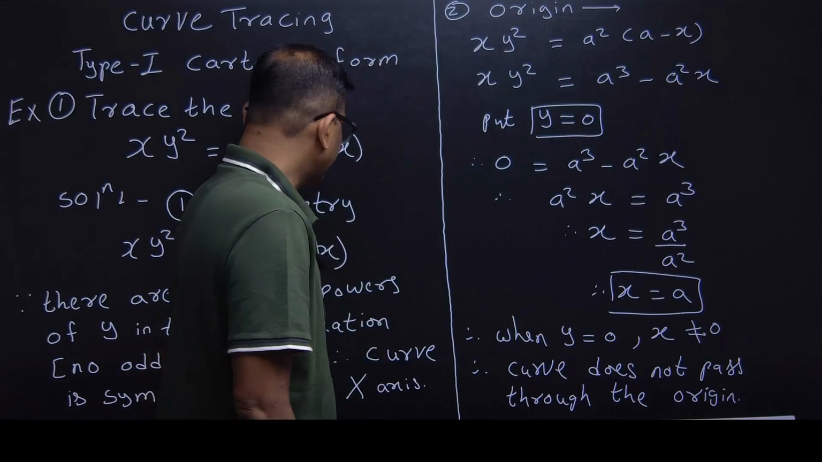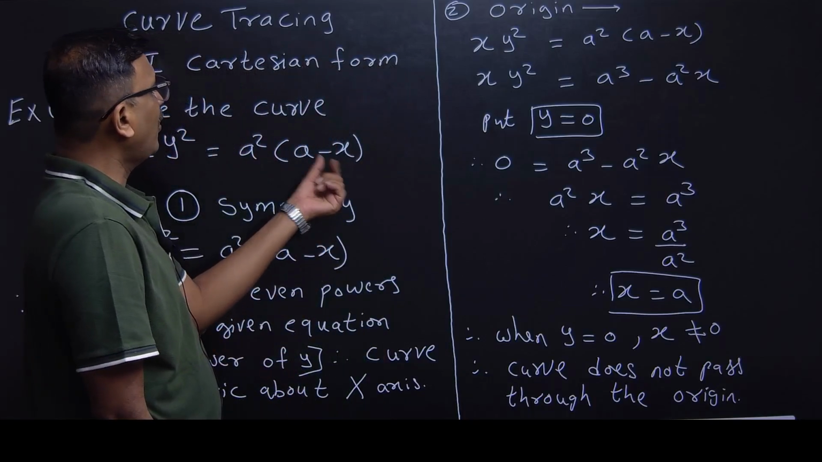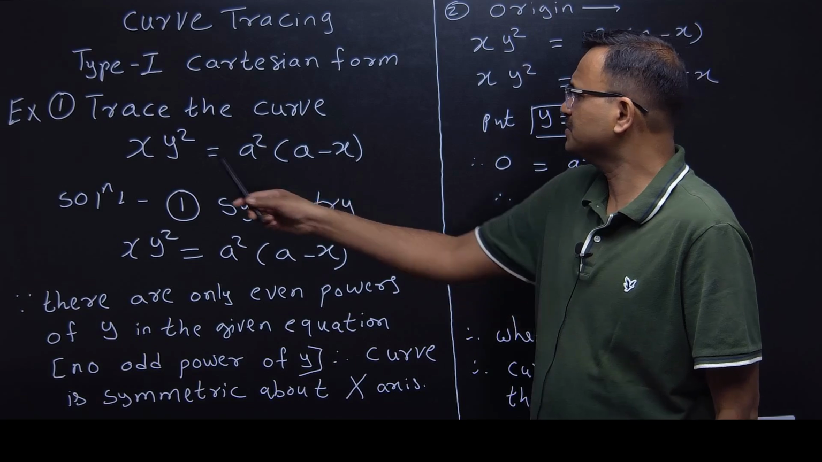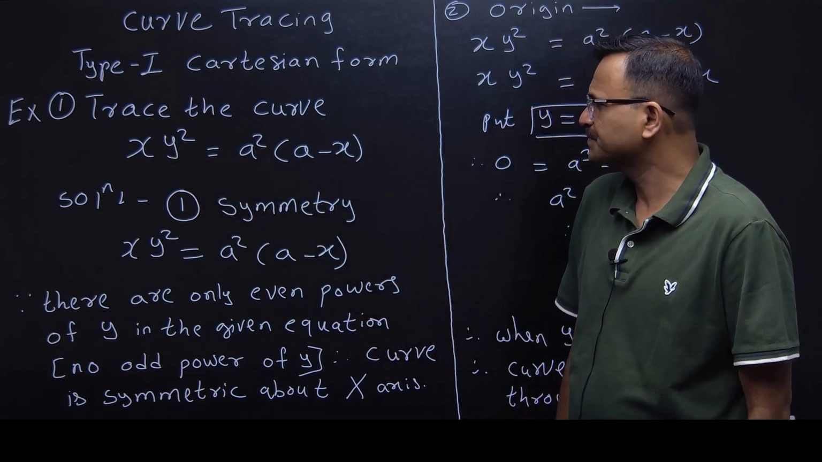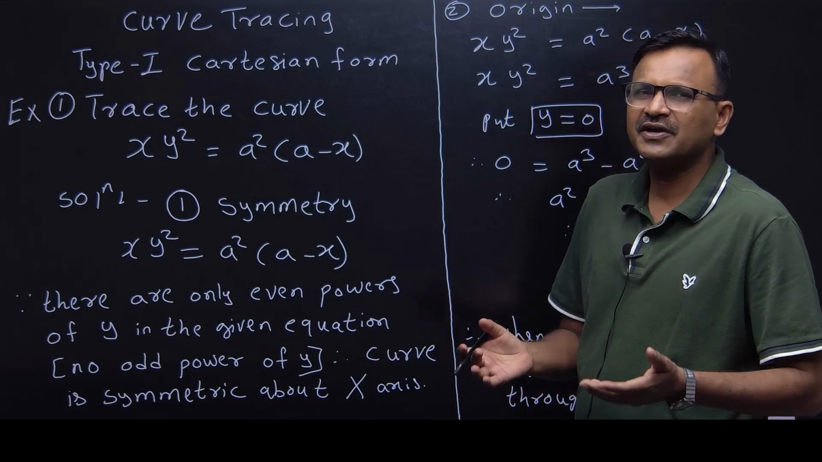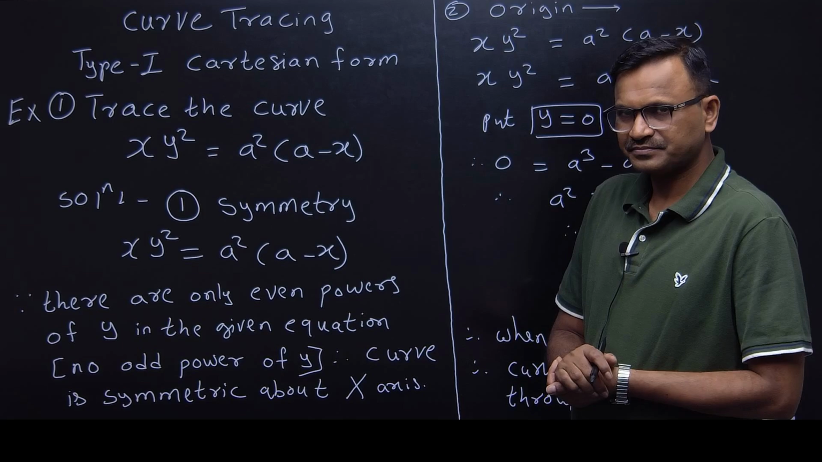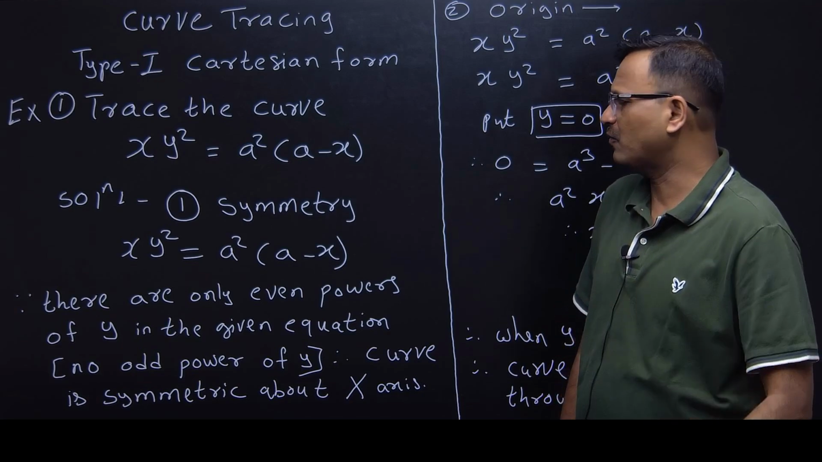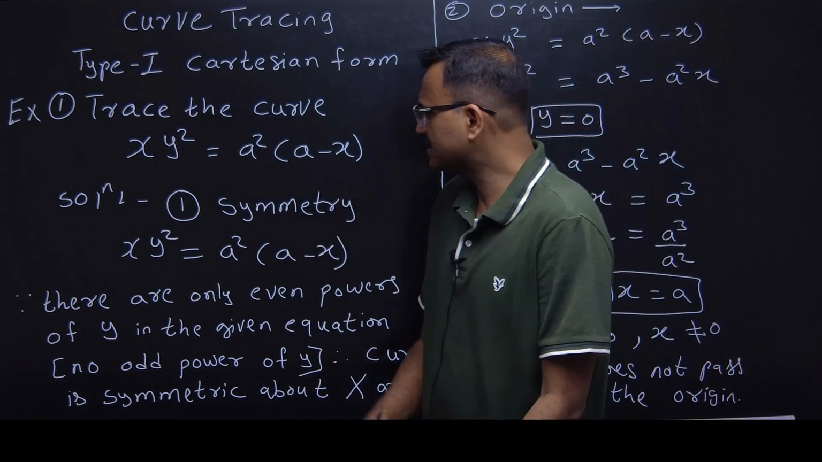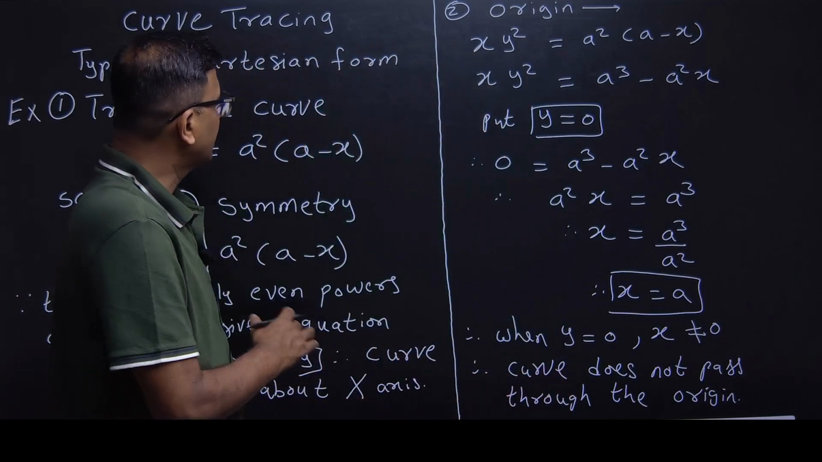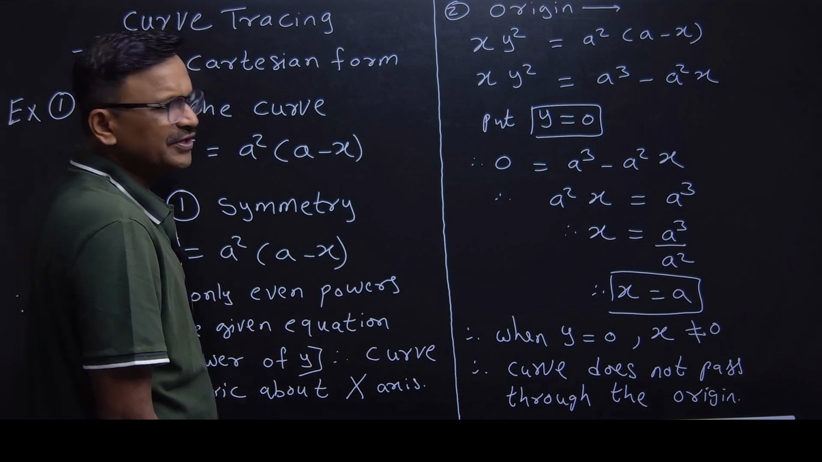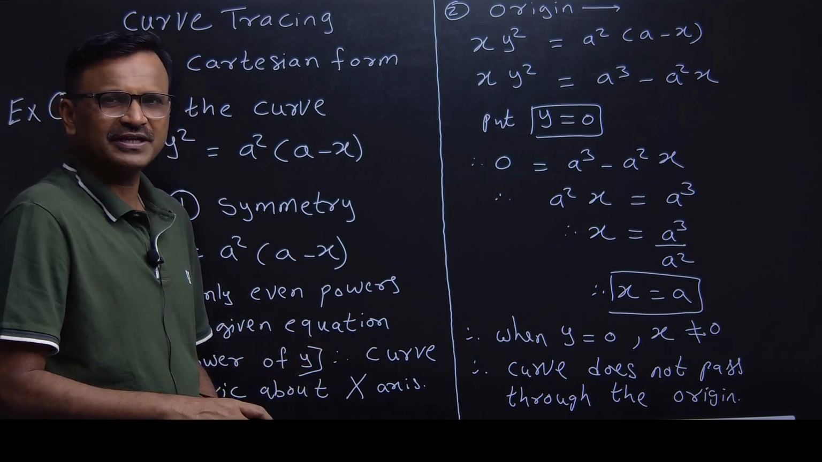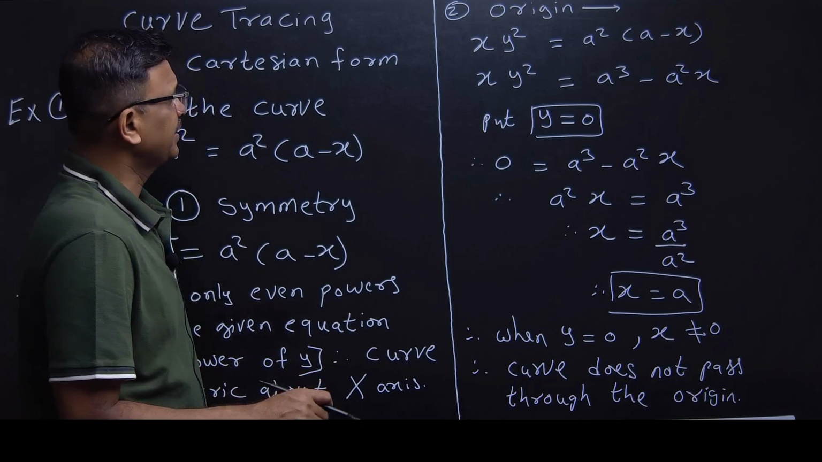Also note that this curve is not symmetric about the y-axis. See if there are any odd powers of x in the equation. You can see that there are two terms of x, and in both the terms the power of x is 1, which is an odd power of x. If there are odd powers of x in the equation, the curve is not symmetric about the y-axis. For the curve to be symmetric about the y-axis, we should have only even powers of x. Here there are odd powers of x, so the curve is not symmetric about the y-axis. We need not write where it is not symmetric, but we should write where it is symmetric.